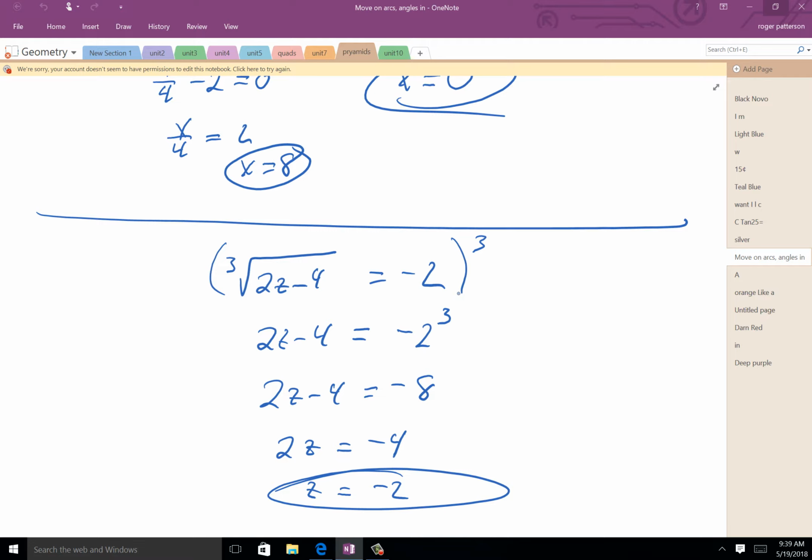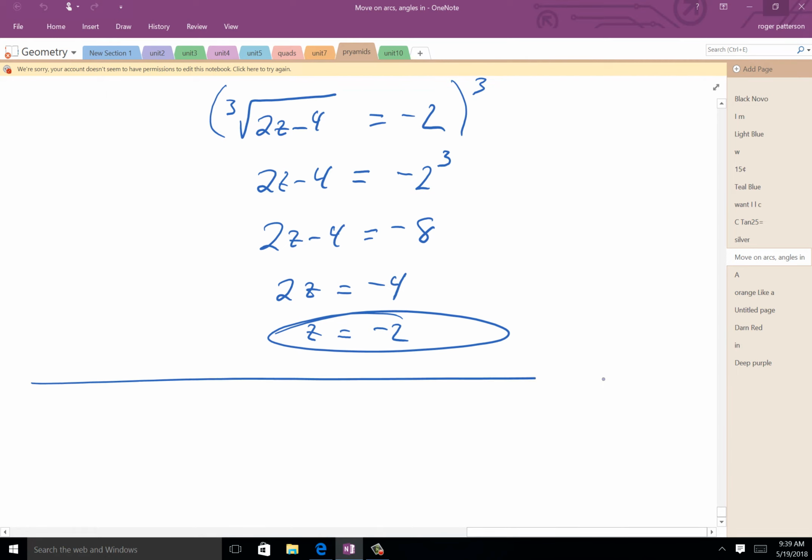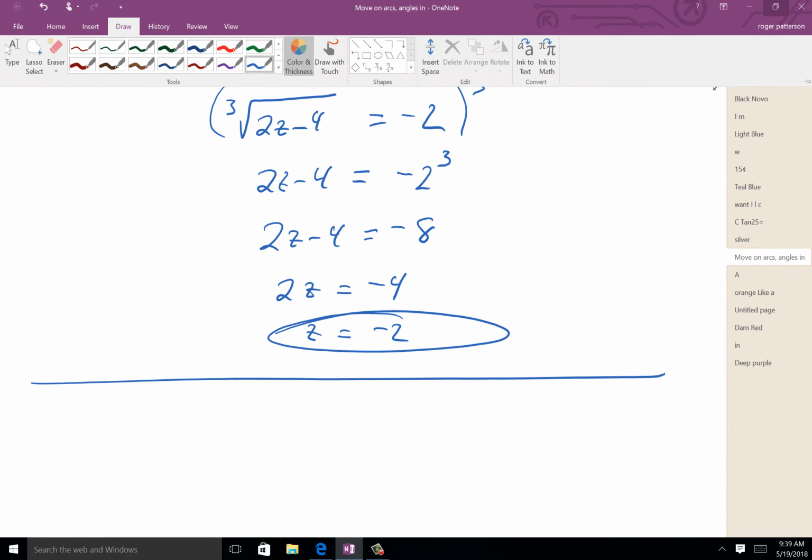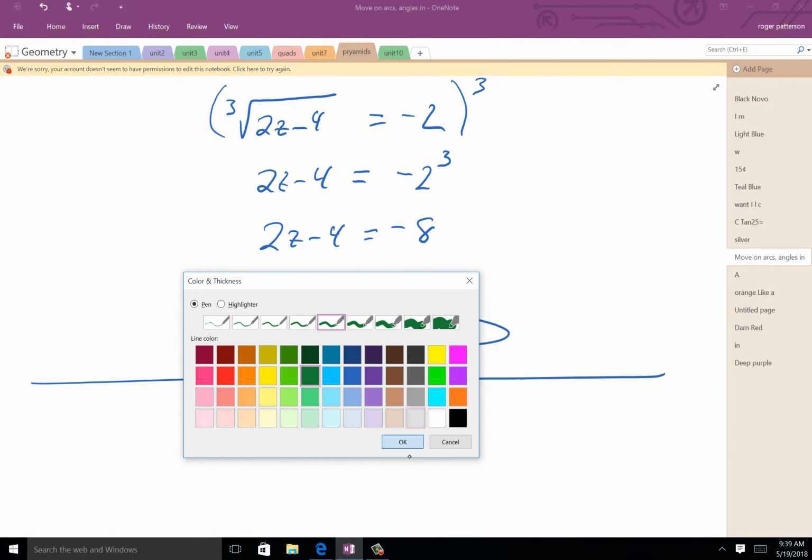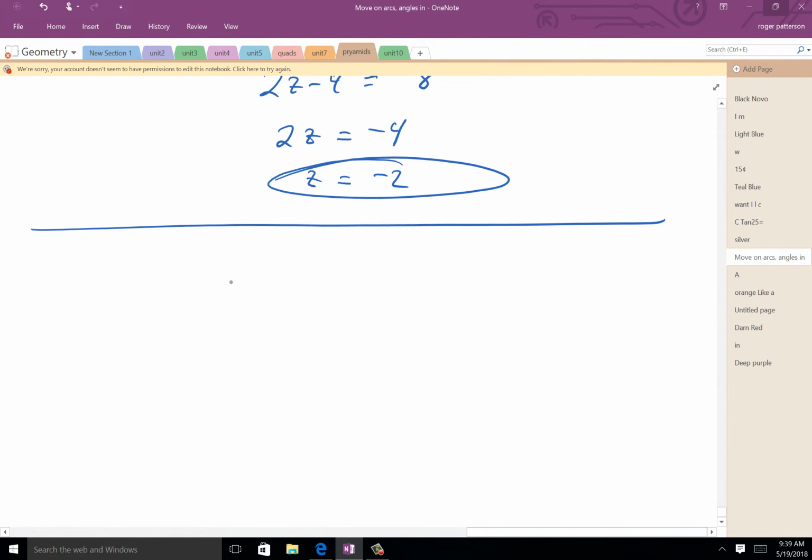Okay, 2 out of 3. Let's do the last thing in chapter 5. There will be a number of you that are already familiar with this, so it's going to make your life a lot easier.